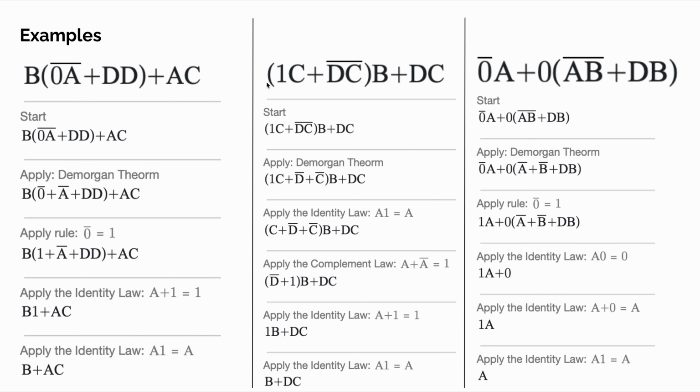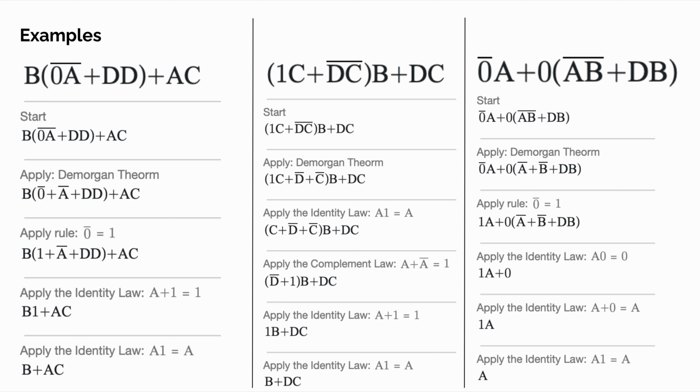This is the next example. We have 1 and C, or not D and C, and B plus D and C. We can start off by applying De Morgan's theorem. We know not (DC) is the same as not D plus not C. Next, we can apply the identity law here, so 1 and C can simplify to just C.